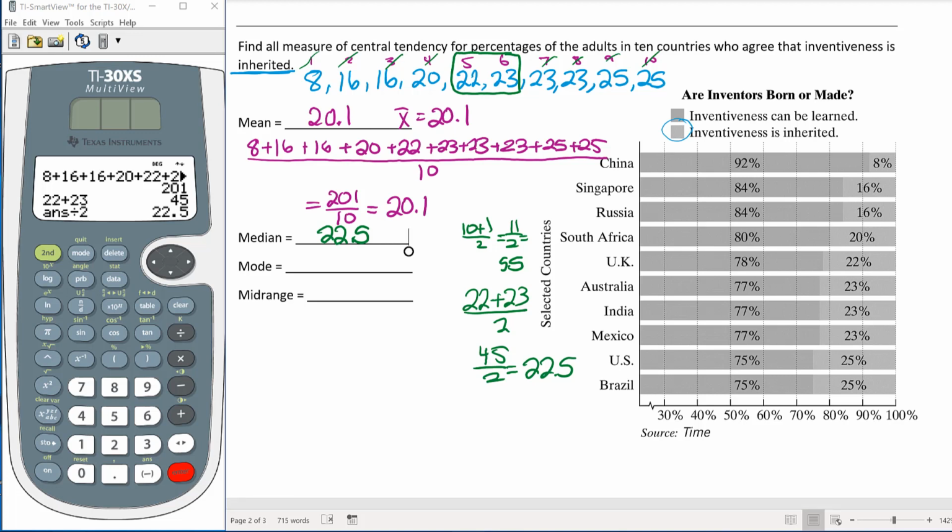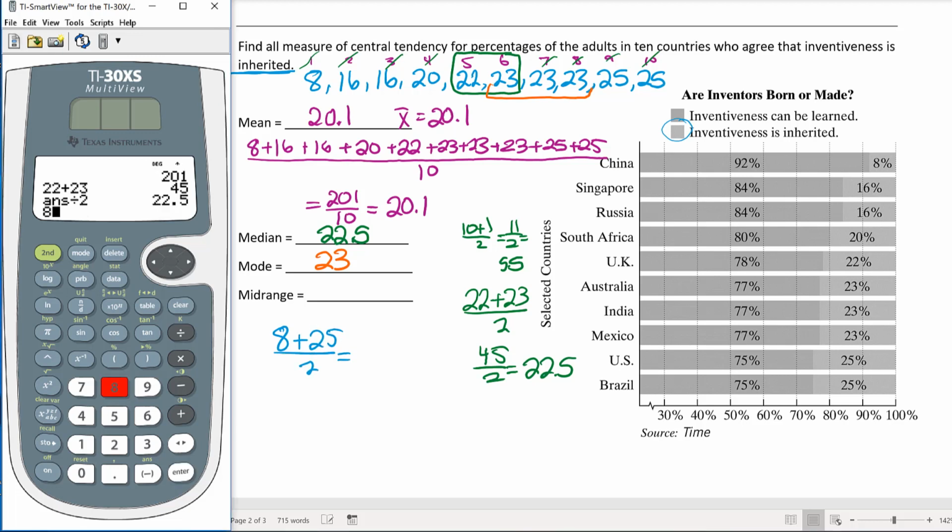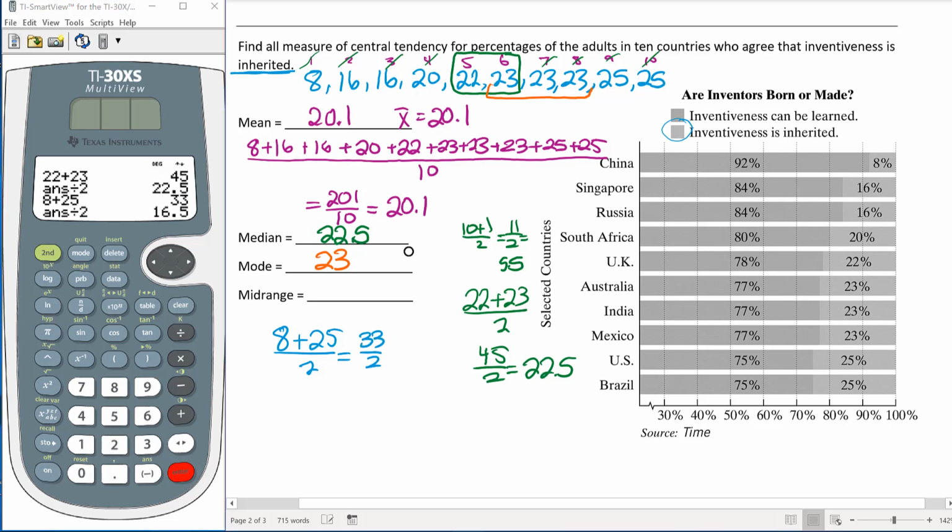The mode is the most frequent. Which of these numbers came up the most? It looks like 23 came up 3 times. So 23 is our mode. There is no other data item that came up more frequently. And then the last one, the mid-range. The mid-range takes the least and the most, adds them up and divides by 2, like what you would consider a normal average. So you take 8 plus 25, that's 33, and divide it by 2. That gets you 16.5.